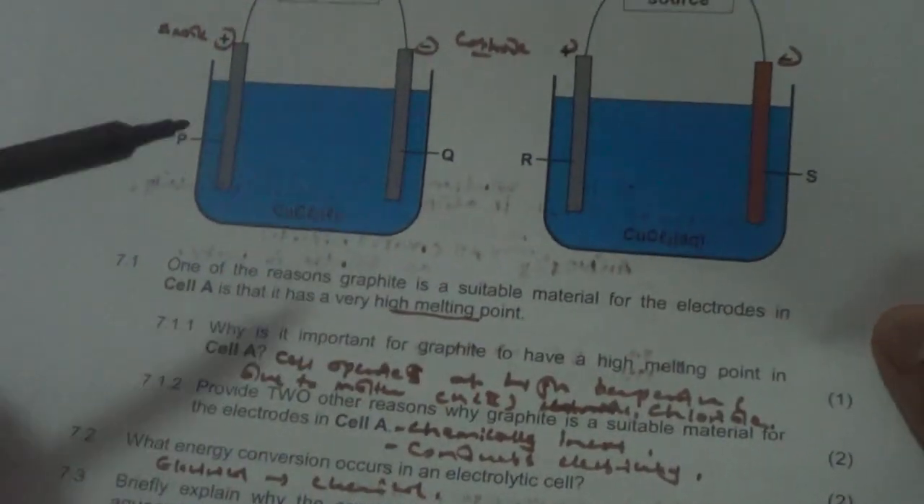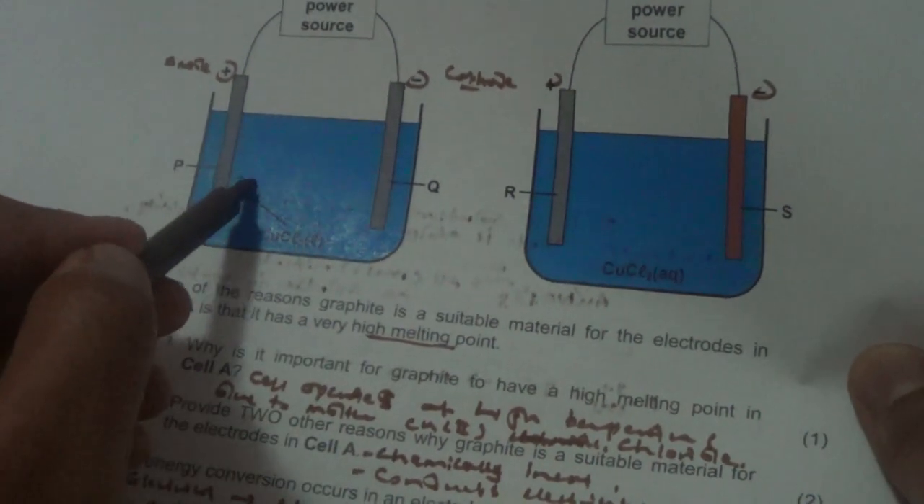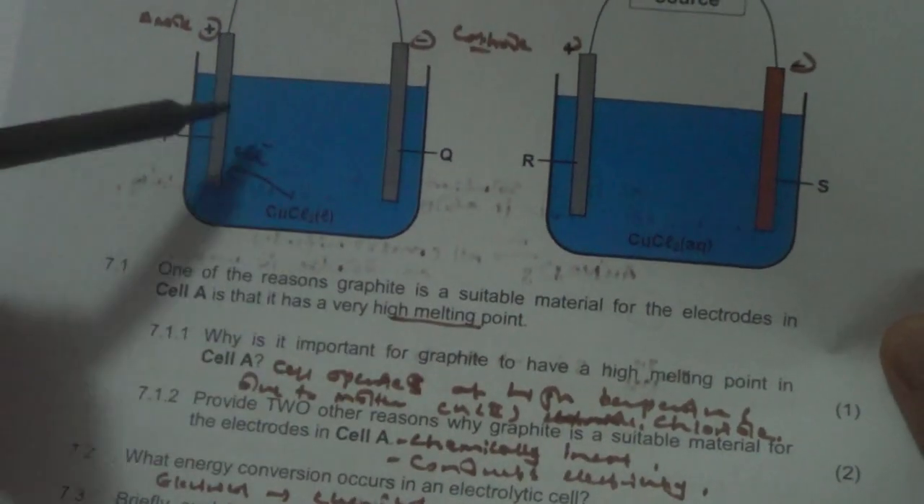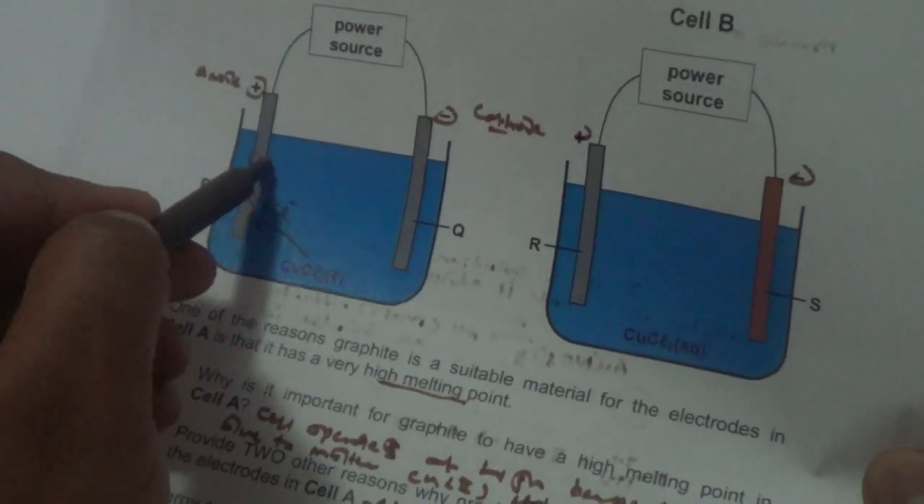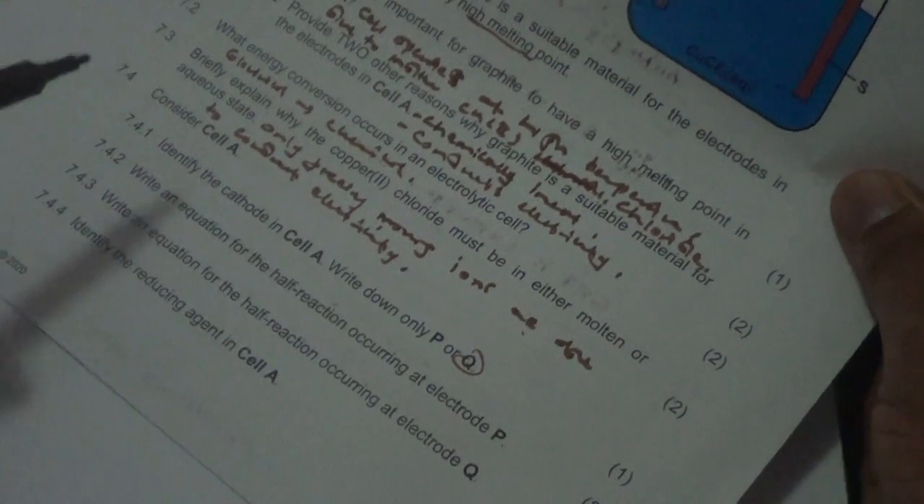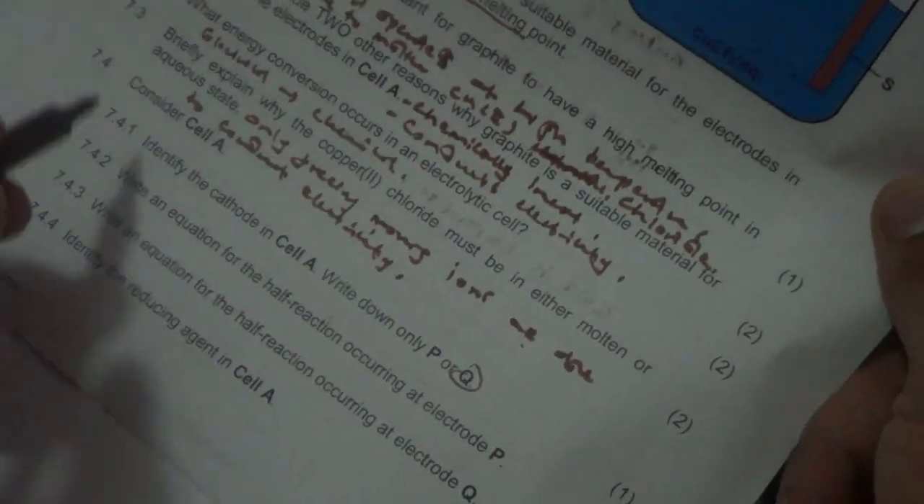This is oxidation, and we know oxidation is going to be the chloride ions. The 2Cl minus ions will be oxidized to chlorine, which is Cl2 gas, the greenish gas. So we know that is what is going to be taking place there, because this becomes positively charged, so it will attract the negatively charged ions there. All right, not a problem.